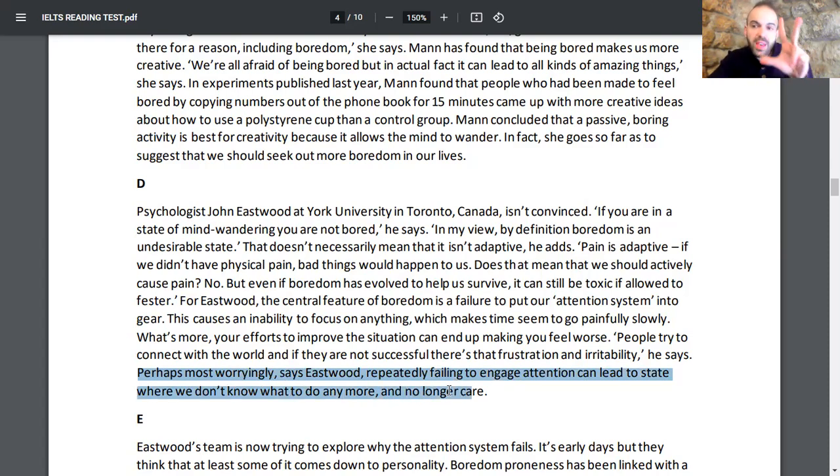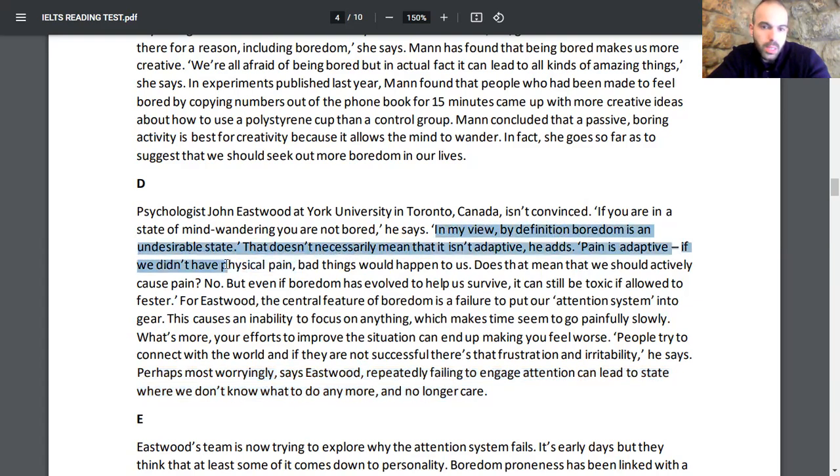So as you can see, we have 3 sentences completely connected to Eastwood. If you read the sentences very well, when we are bored, what does it mean? It's like the biggest worry is that we may no longer pay attention or care about the things we do. So we don't care. Let me repeat again. If you read these 3 sentences again, the first sentence, in my view, by definition, boredom is an undesirable state. So undesirable, by the way.